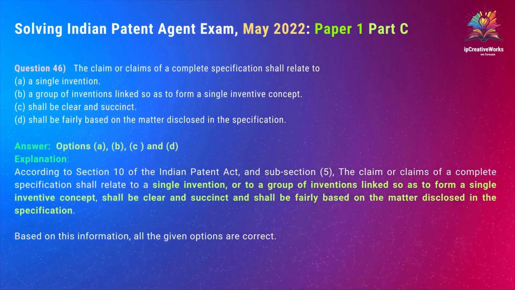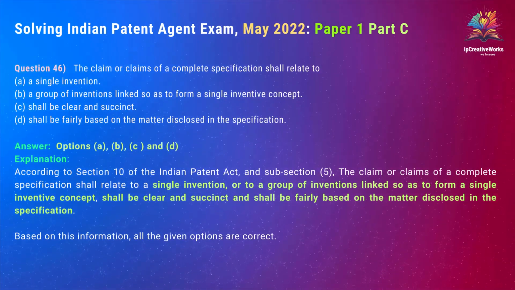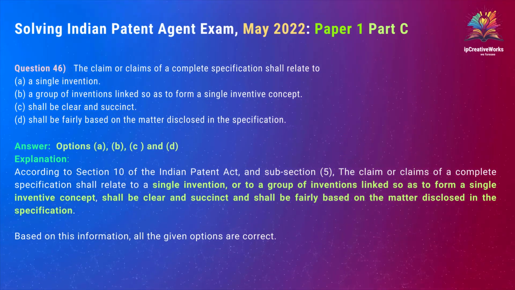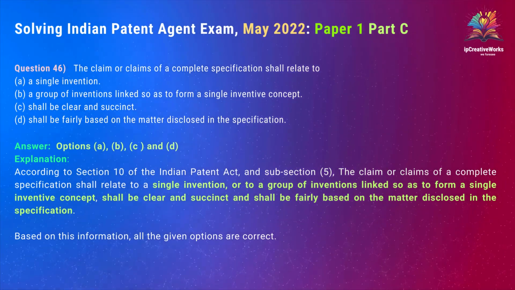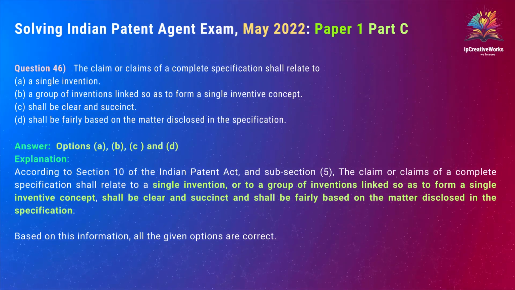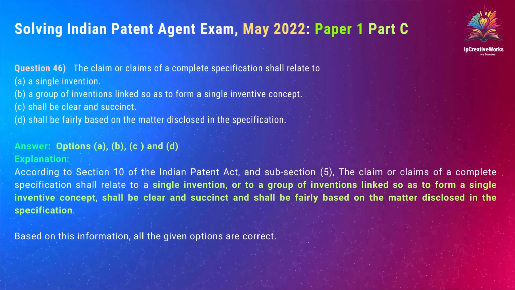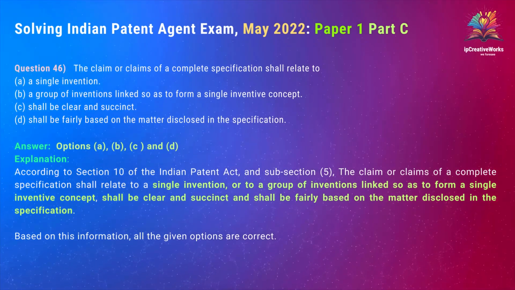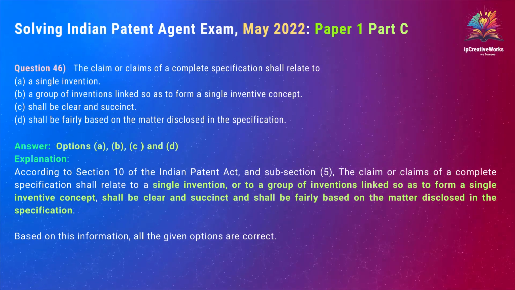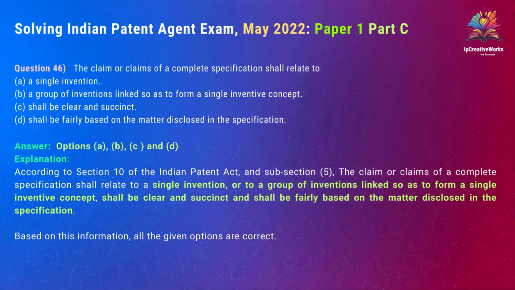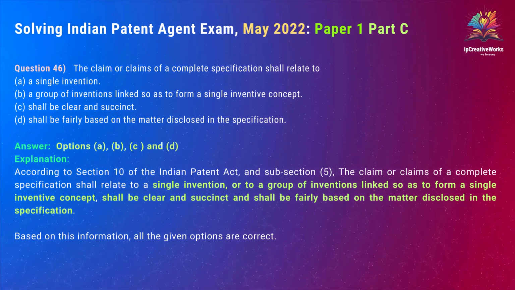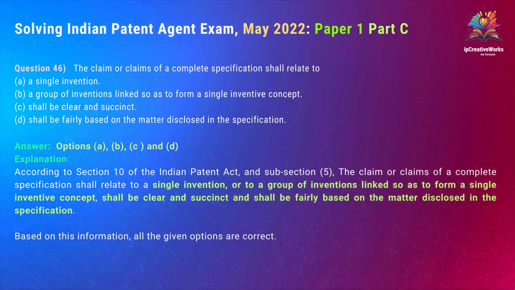Question 46. The claim or claims of a complete specification shall relate to A. A single invention, B. A group of inventions linked so as to form a single inventive concept, C. Shall be clear and succinct, D. Shall be fairly based on the matter disclosed in the specification. The correct options to question 46 are options A, B, C, and D. All options are correct.